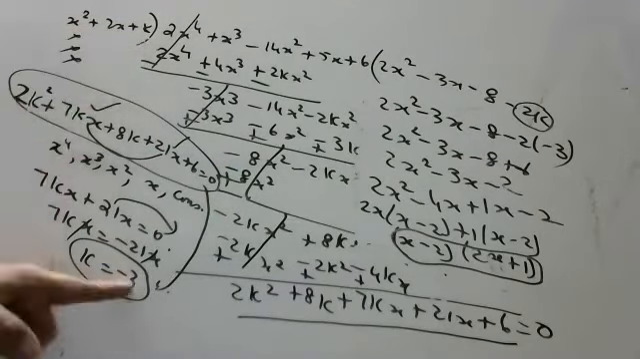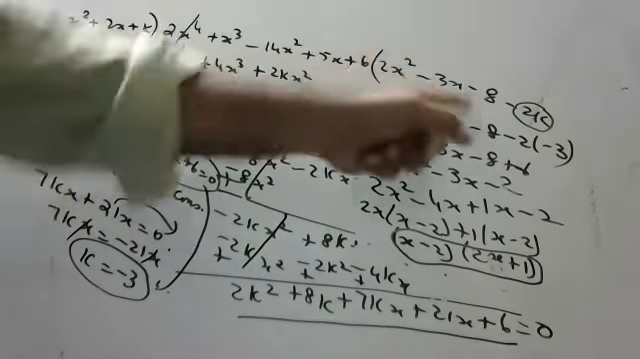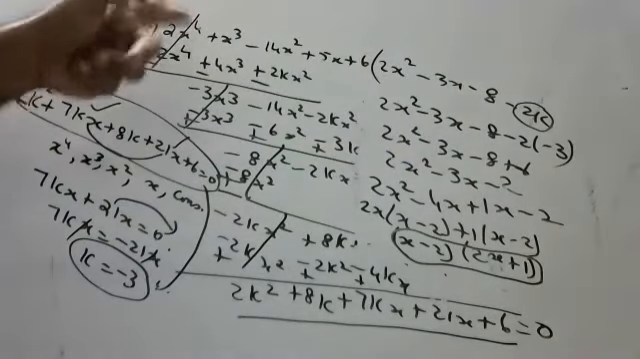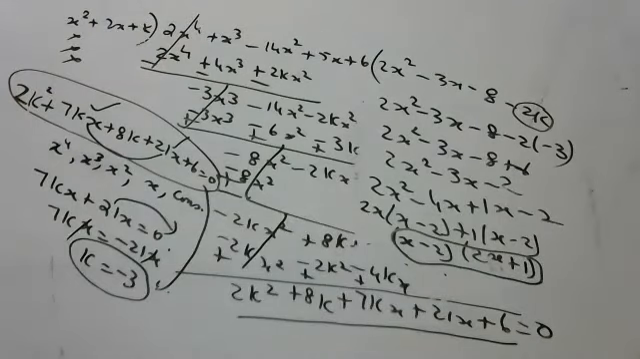Here also you put k equals minus 3, you will get two factors here, two factors here, 2 plus 2, 4 factors. Highest score is 4. Try to understand. I hope everyone understood.